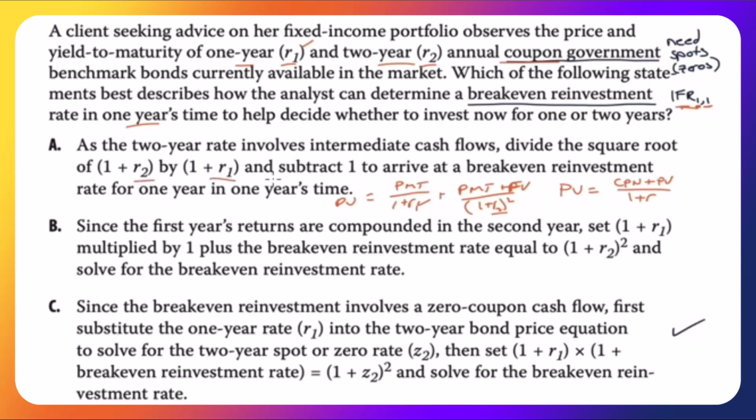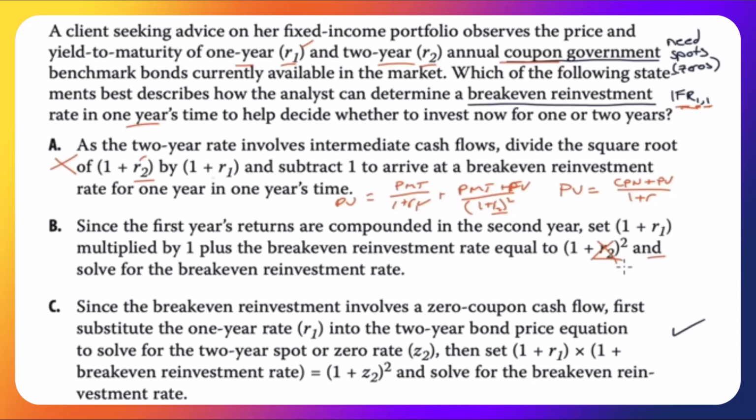Well, you cannot use, you can use R1. Sorry, let me back that out. You cannot use R2 because R2 is a yield to maturity, not a spot rate. Get rid of A. Since the first year's returns are compounded in the second year, set 1 plus R1 multiplied by 1 plus the break-even reinvestment rate, so far so good, equal to 1 plus R2, and that's where it falls apart. Can't use that.